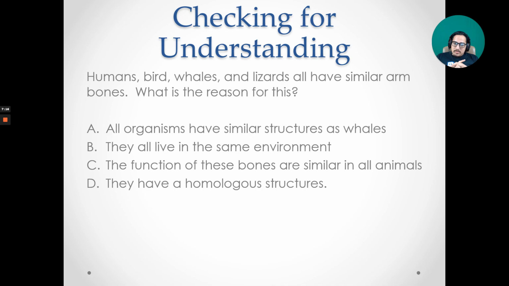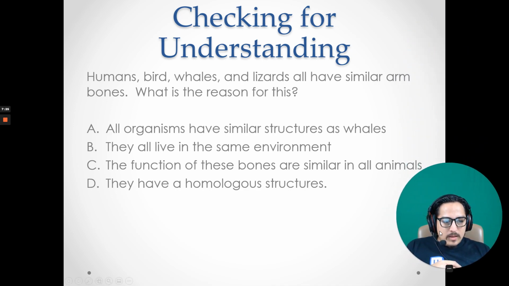Humans, birds, whales, and lizards all have similar arm bones. What is the reason for this? The thing about this type of question, guys, let me make myself a little bit bigger, is that it's all going to come back to that first picture I showed you: a common ancestor. If you're talking about something like common ancestor or homologous structures, that's going to be the answer. So what is the reason for the bird, human, whales, lizards to have all the same bones?